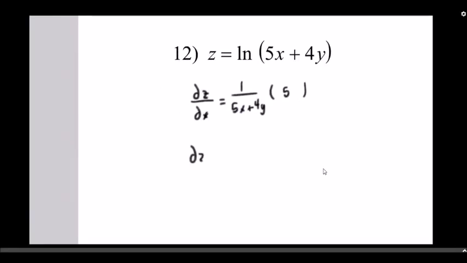Now the partial derivative of z with respect to y, same rule, the derivative of natural log is 1 over u times du. This time around, the inside function there, we're taking it with respect to y, so 5x, x is just a number, and the derivative of a number is 0, so that's gone. Derivative of 4y is 4. And that's about the extent of what we did in 7.4, is just practice finding the first partial derivatives with respect to x and y.